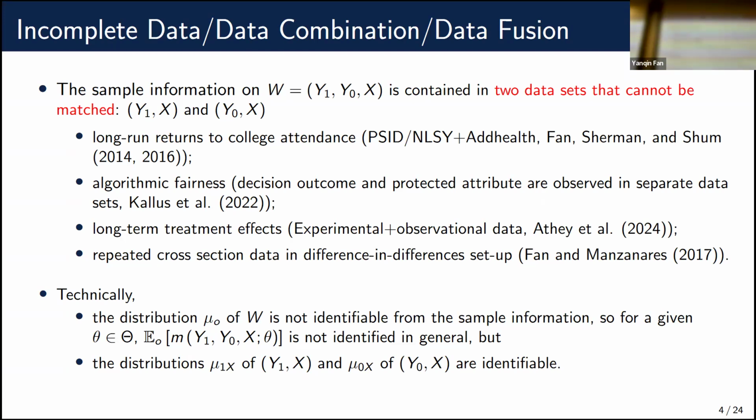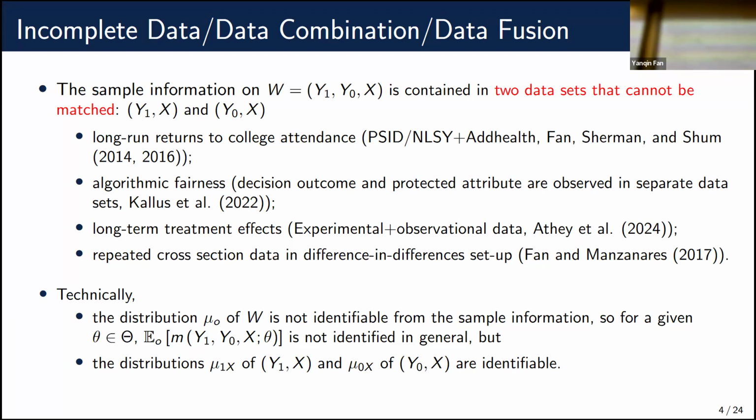Okay? So in this case, if we want to account for all the potential variables that affect college attendance, then we need to combine these two data sets, PSID with the ad hoc data and NLSY with the ad hoc data. And also for these data sets, there's no identifier. You can't really match individuals in one data set with individuals in the other data set.